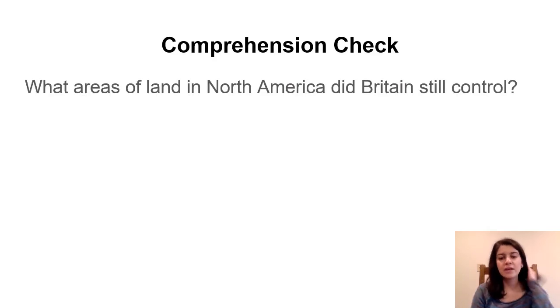So what areas of land in North America did Britain still control? That's right. They controlled the northern Great Lakes region, the Northwest Territories, and part of what is now Canada.